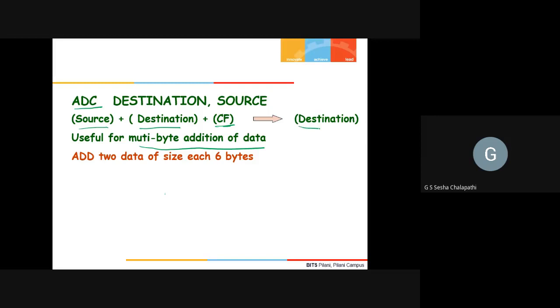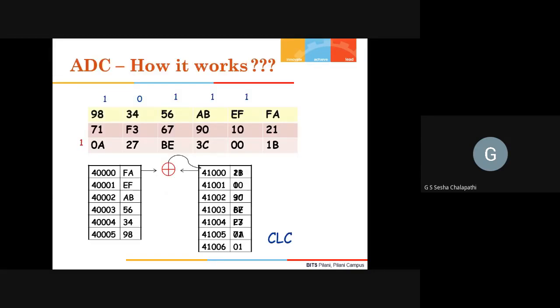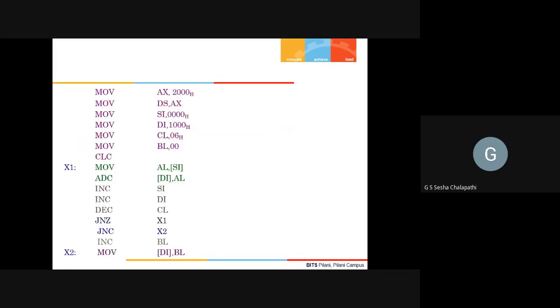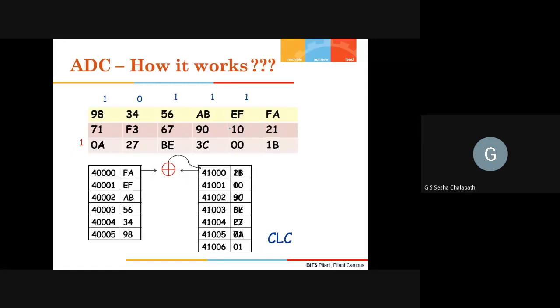Let us say that you have this particular example. You want to add 6 bytes of data. Let us say that you have FA here and 21 here. This is the source and this is the destination. So you will be adding these two. FA plus 21 will be 1B. Previously it was 21, so that will come back to 1B.